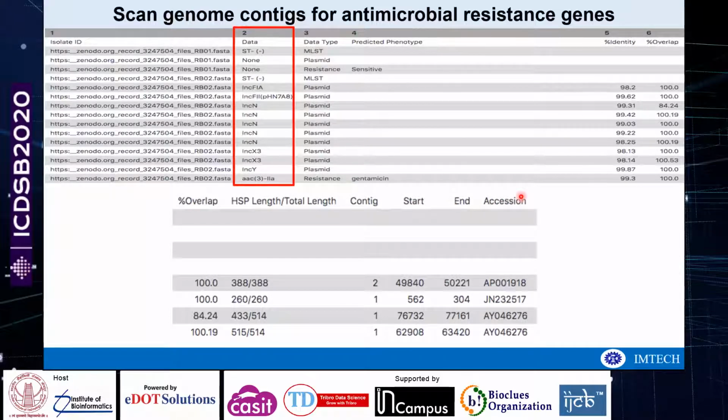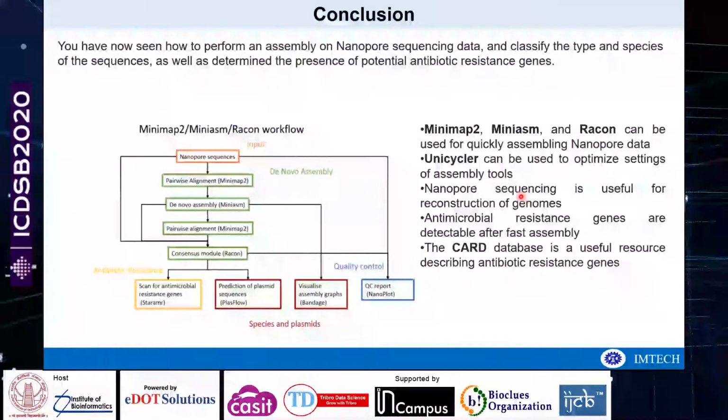If you want a detailed analysis of these particular drug resistant determinants, you may go through the CARD database. In the CARD database, you may get the entire information which has already been published in the literature. So this is what I have prepared, and these are the steps I have gone through to predict the drug resistant determinants from the raw sequences of nanopore data.